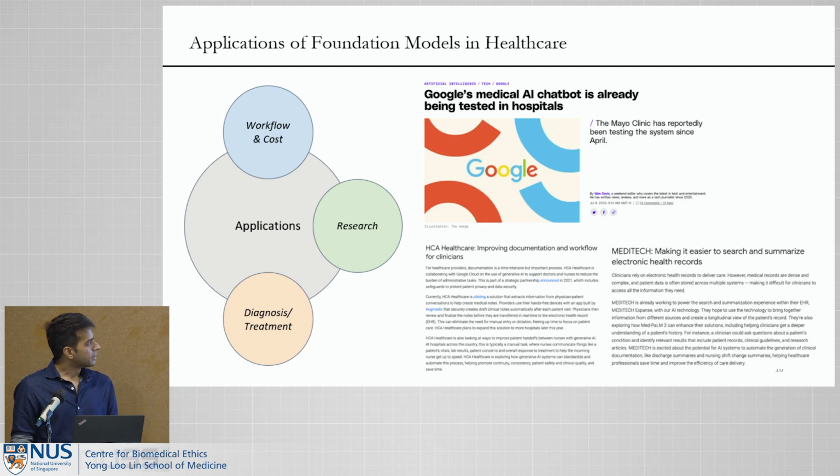But the hype train is on. So medical AI chatbots are already being tested in hospitals. So in the Mayo Clinic, which Google has a fairly good partnership with, that's happening. And then as mentioned, it's improving documentation, improving workflow for clinicians, making it easier to search and summarize EHRs. And I think the latter is really where we're going to see a lot of benefit.